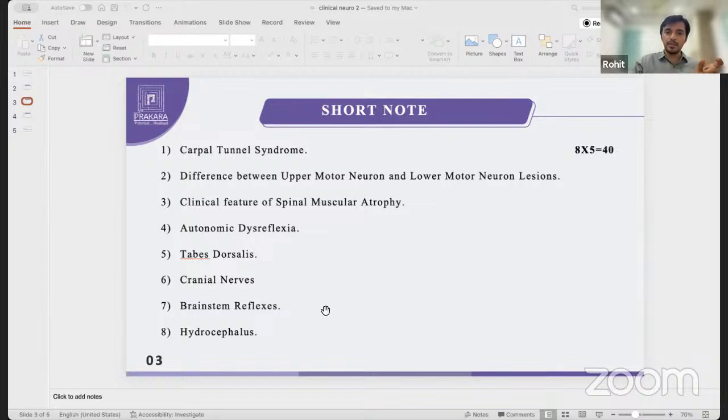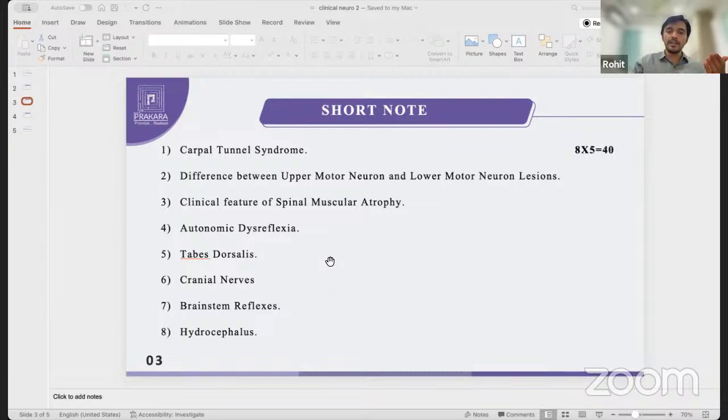What happens to the muscle tone? Muscle tone in UMN lesions is increased. That is, they have spasticity or rigidity. While in LMN lesions, muscle tone is reduced. That is, it leads to hypotonia. So UMN hypertonia, LMN hypotonia. Fasciculations are present in LMN type of lesions. Fasciculations are absent in UMN lesions.